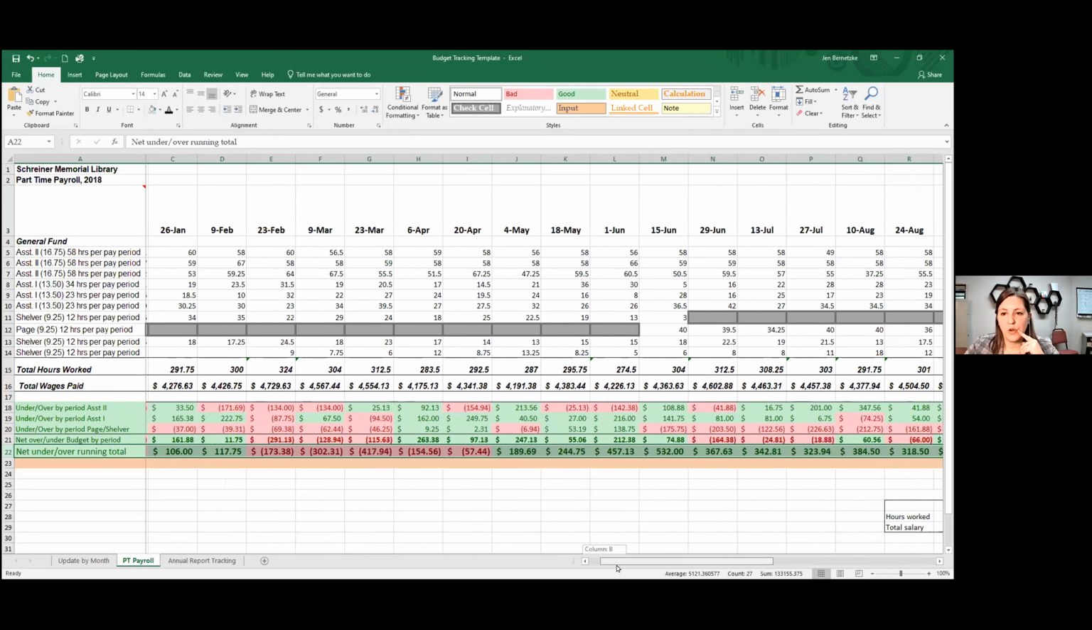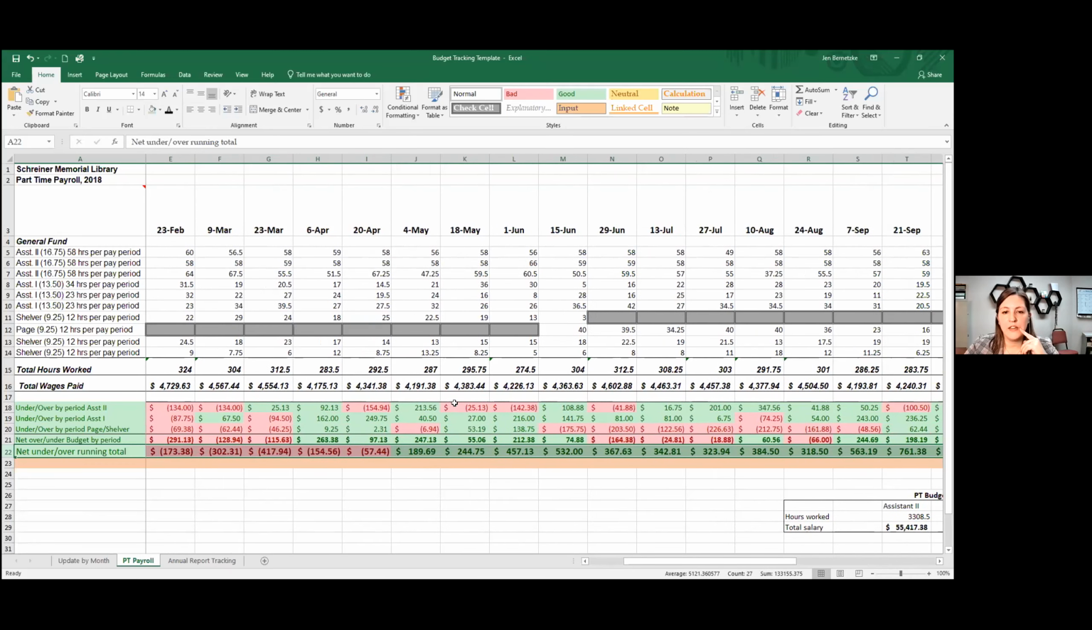And then as we scroll, you'll see that even when I'm over in one category, my net is still on the positive side, which means I have some money. So maybe June 1st, I have $500 or $450 here. Maybe I can give one of our shelvers some extra hours to help out with the summer library program because I've got a little money as a cushion.